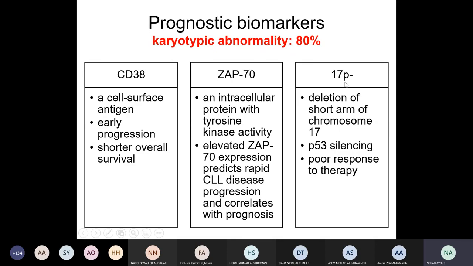Same thing with ZAP70 and 17p. ZAP70 is an intracellular tyrosine kinase. If this ZAP70 is present, it also implies bad prognosis. That means survival is less and the disease is more aggressive.